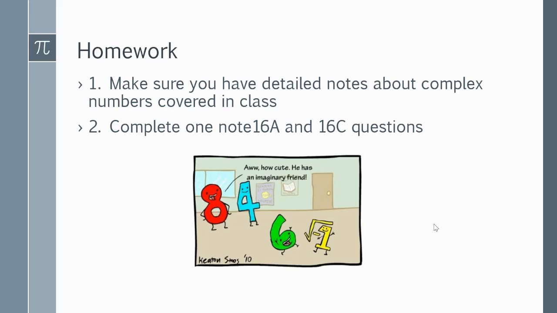For the beginning part of complex numbers, we're combining a little bit from 16A, which is all about the arithmetic, and 16C, which is about sketching. So make sure you have some detailed notes about the complex numbers, and then go ahead and complete the exercise. And this is the only time when you're allowed to have an imaginary friend, known as i.